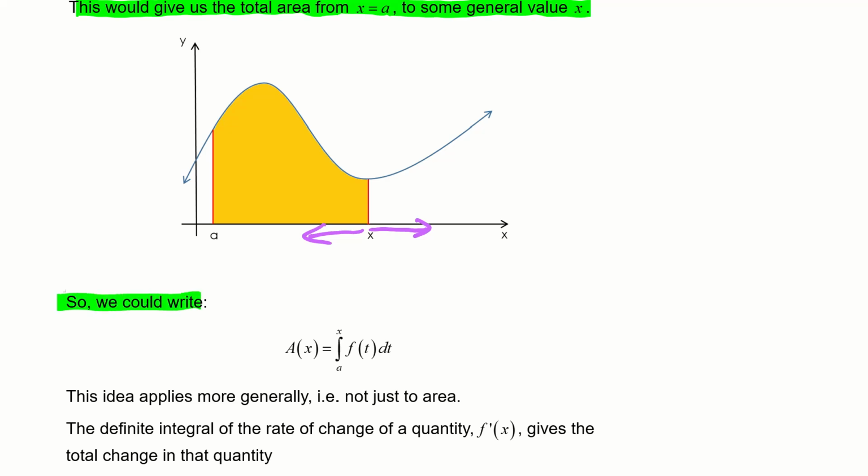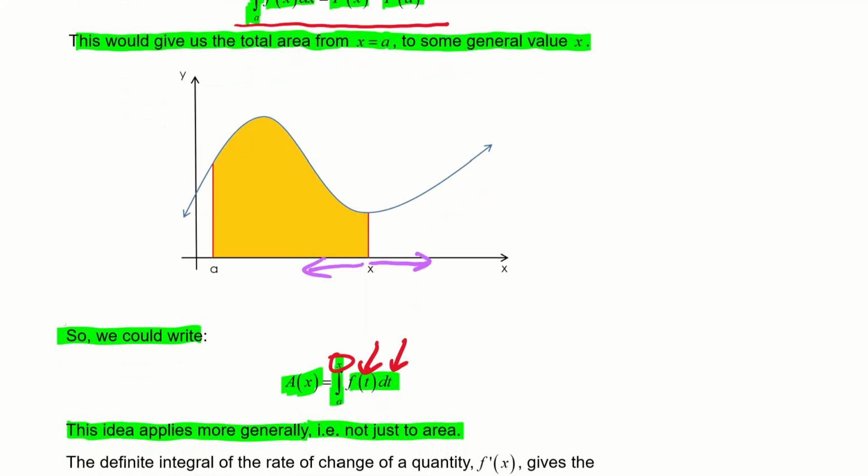So we could write A of x, which would be a function in terms of x, is the integral from a to x of f of t dt. This idea applies more generally, i.e. not just to area. But before I talk about that, notice that I used a different variable here, the t. We really shouldn't have x as a limit and x as the variable. So really I'm correcting what I wrote here. I shouldn't really have x in here as the integration variable and as a limit.